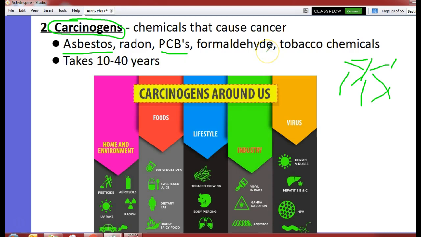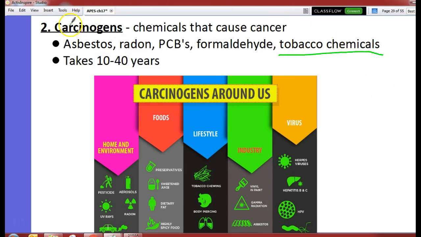PCBs, these are in plastics. Formaldehyde, that's the preservative that they used to use to preserve, like, the frogs that you dissected. They would use it as a preservative, okay? Well, then they realized it caused cancer, so it's probably not a good idea to have small children cutting up rats and frogs that have been soaked in formaldehyde. And then, as we know, tobacco causes cancer, and a lot of the chemicals that are in cigarettes.